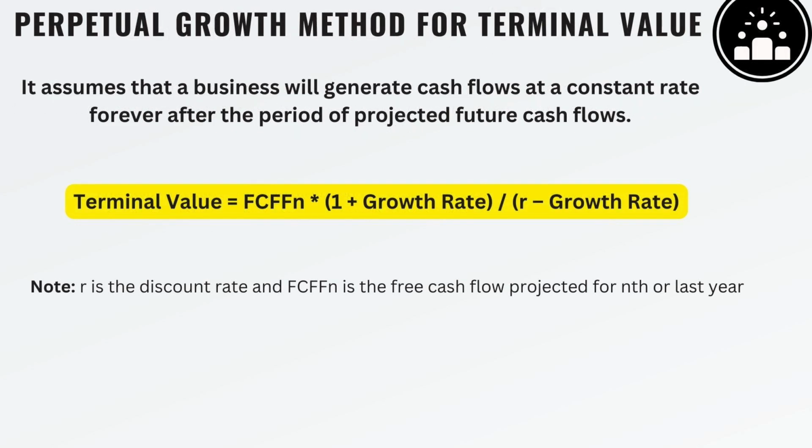Now the perpetual growth method, which is used to calculate terminal value, makes an assumption that the business will generate the cash flow at a constant growth rate forever after the period of projected cash flows. Here is the formula for calculating the terminal value using the last projected free cash flow to the firm and then multiplying it by 1 plus growth rate and dividing the result by the difference of discount rate and growth rate.